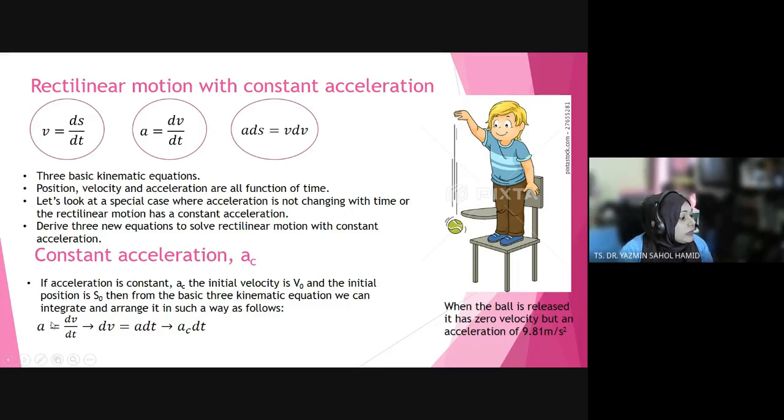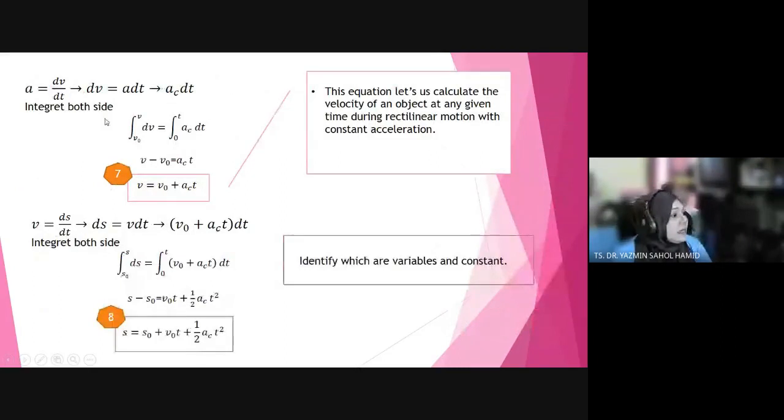So let's start with this middle formula here, which is a equals dv over dt. What we do is bring the dt up beside a, so we are left with dv equals a dt. Because this is for constant acceleration, we put the symbol a_c. So as you can see here, dv equals a_c dt.